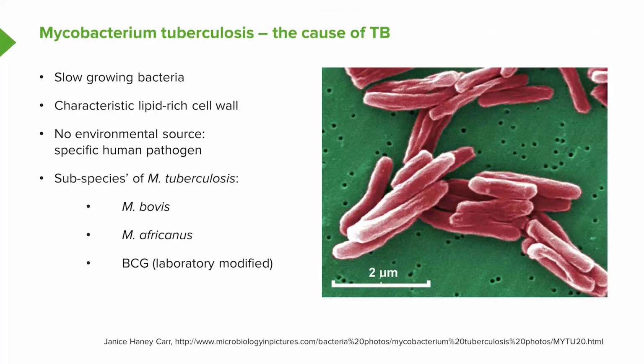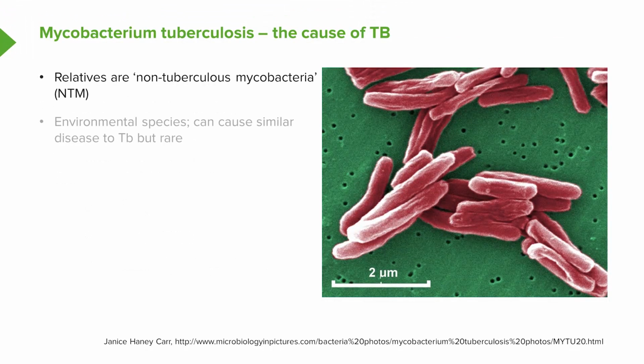There are a couple of subspecies of Mycobacterium tuberculosis, Mycobacterium bovis, Mycobacterium africanus, and there's also the BCG. Now, that is a Mycobacterium bovis that has been cultured in the laboratory and is now not pathogenic, doesn't cause disease, or rarely causes disease, and we use that as a vaccine to try and prevent M. tuberculosis infection. As I've already mentioned, there are environmental mycobacteria which are related to M. tuberculosis, and these are called the non-tuberculous mycobacteria, and there's quite a large range of different species, and they can cause a similar disease to tuberculosis sometimes, but they are far outweighed by patients infected with M. tuberculosis.